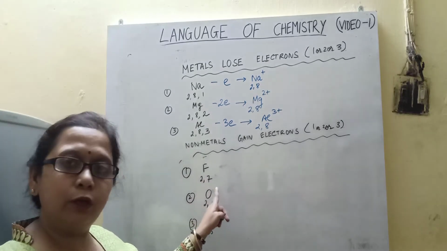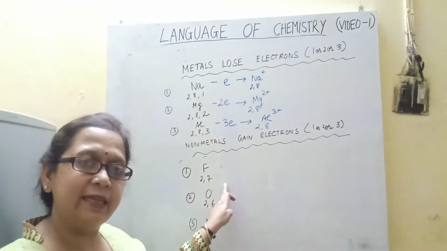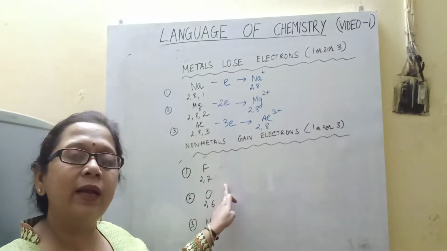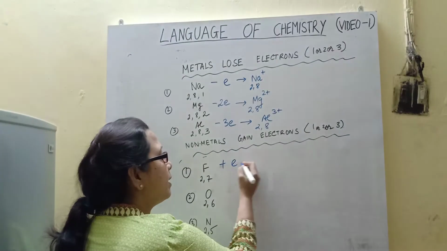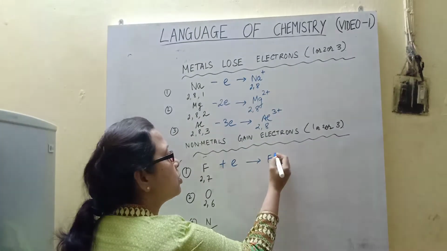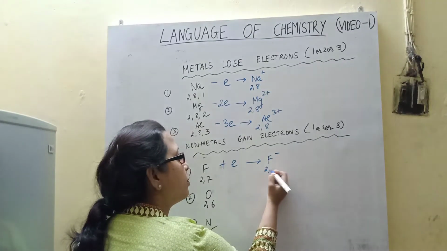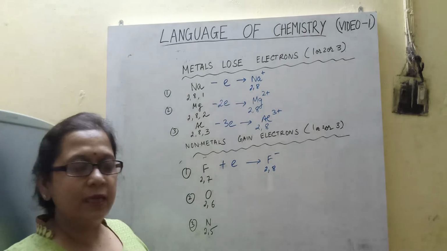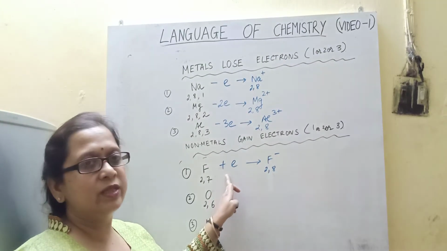So let us have a look. Fluorine, its electronic configuration is 2,7. So it needs 1 electron more to attain an octet. So it gains 1 electron and its charge becomes F-, and its electronic configuration becomes 2,8. So it attains an octet, it has gained 1 electron, so its valency is 1.